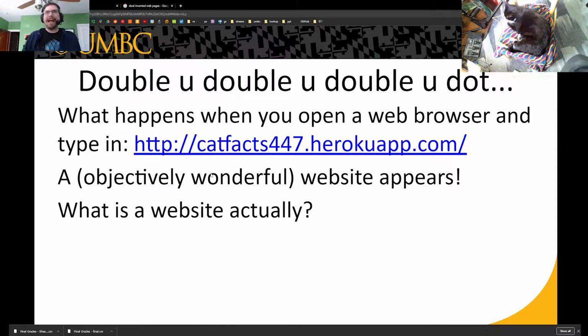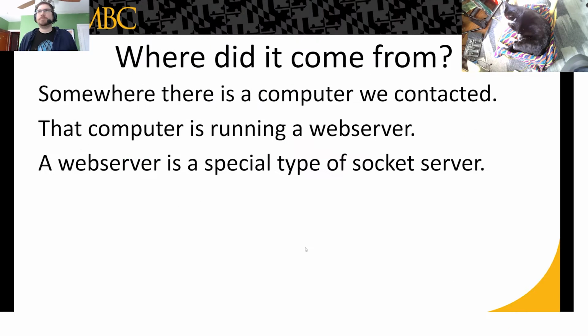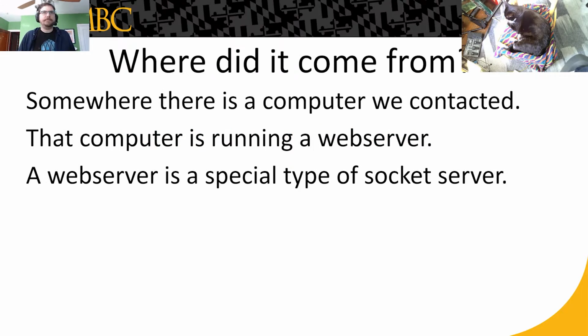So, what happens? How did we get back to this objectively wonderful website, which is an example I use to teach students in our 447 class how to make a web app? What happens? And also, what actually is a website? Like what is it? It kind of appears, but what's going on there?